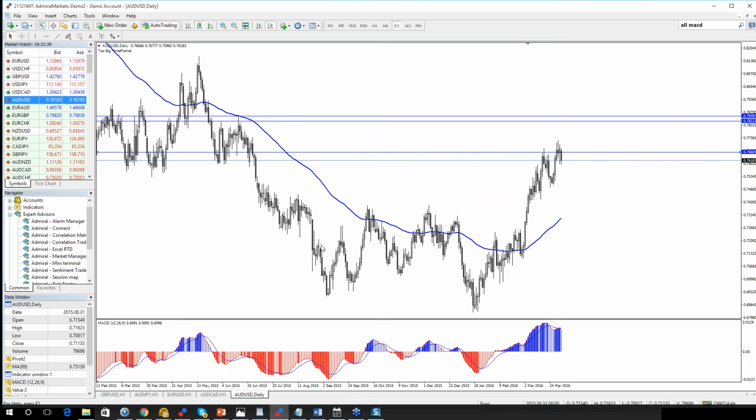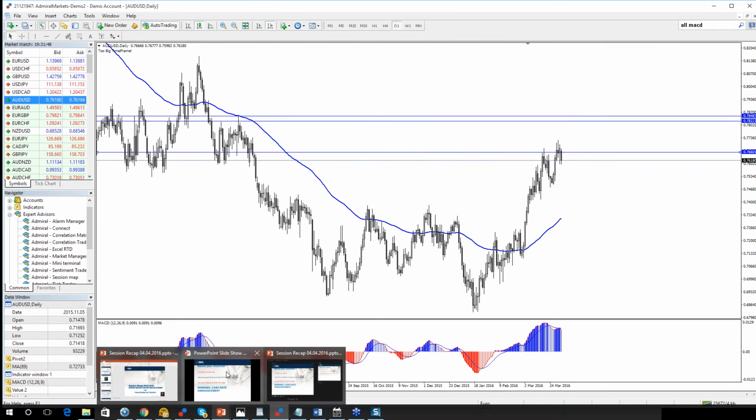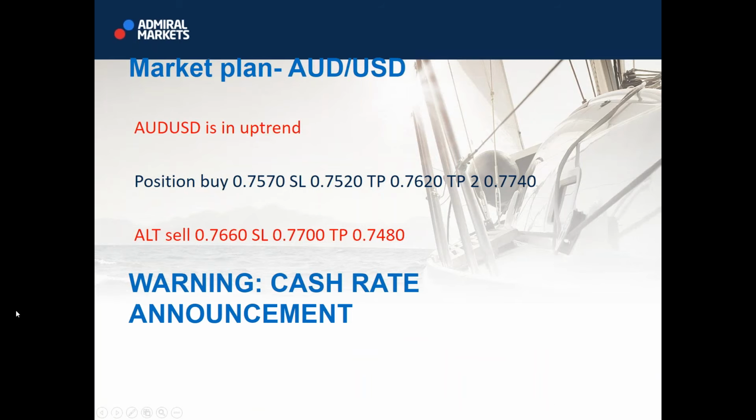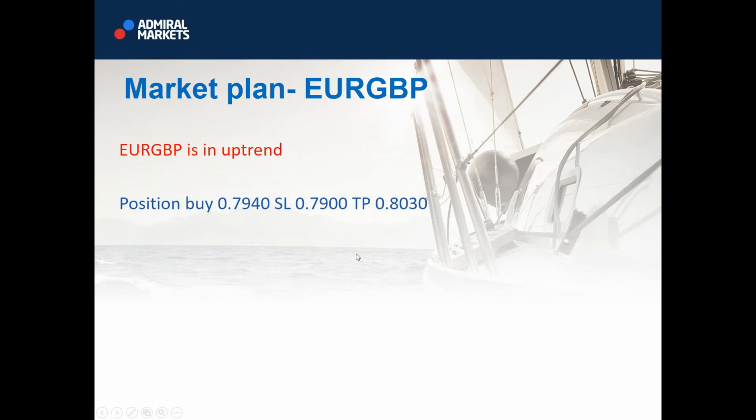Here, you see, it's rejecting from this. So it might reject, but what I ultimately want to see here is a 75.70 buy trade. And it's rejecting at this point, 76.60. But be warned for cash rate.